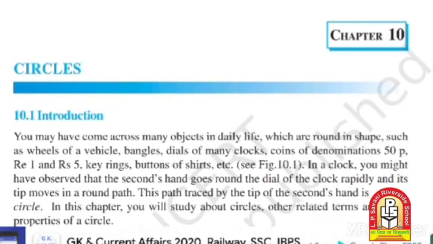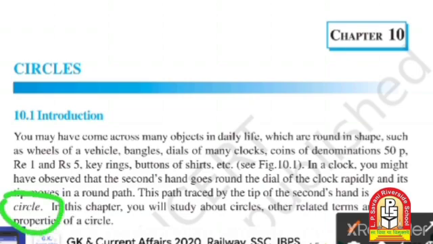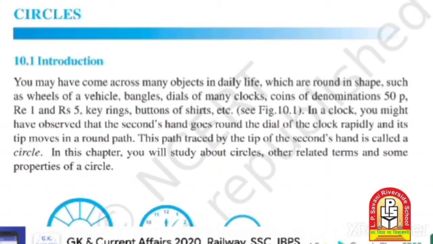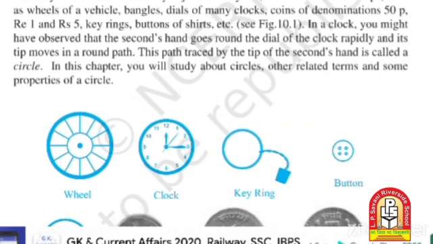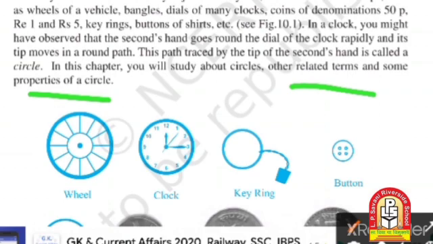Standard 9, subject mathematics, chapter number 10, circles. In this lecture we have to learn that the path traced by the tip of the second hand is called a circle. So here we have to learn about the circle, and after that you will study other related terms and some properties of the circle.